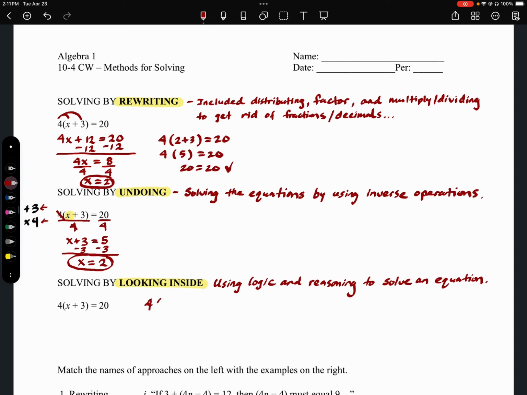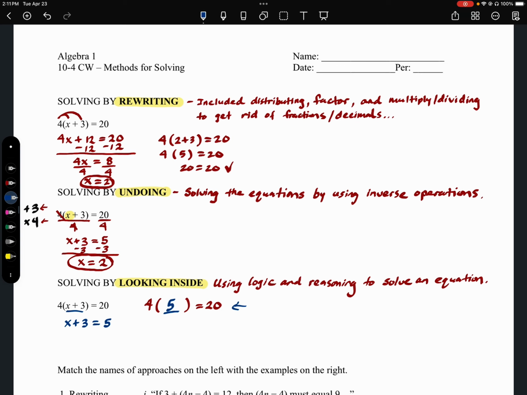If I said 4 times something is equal to 20, you would tell me that 4 times 5 is equal to 20. So that means that what we have inside of here, this x plus 3, must equal 5. So we could just go ahead and say this is x plus 3 equals 5. You don't even have to write out this step. I just want to make sure you understand what's going on. It's almost like you're doing a lot of it in your head, and some of you do some of this as you are solving equations already.